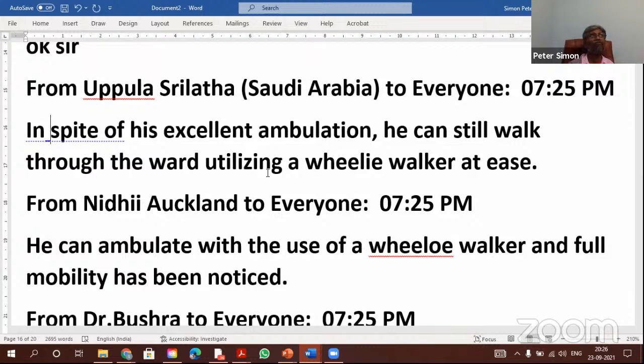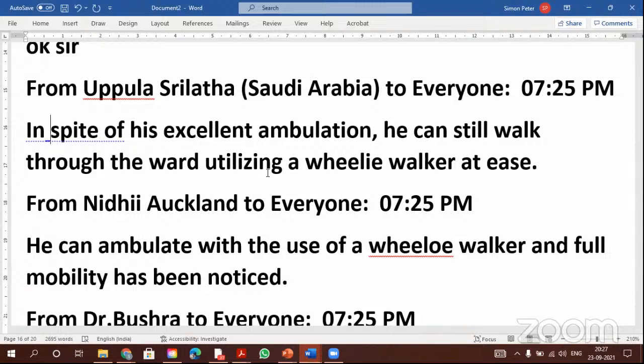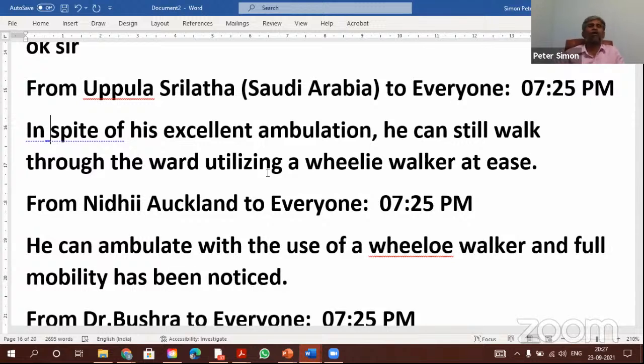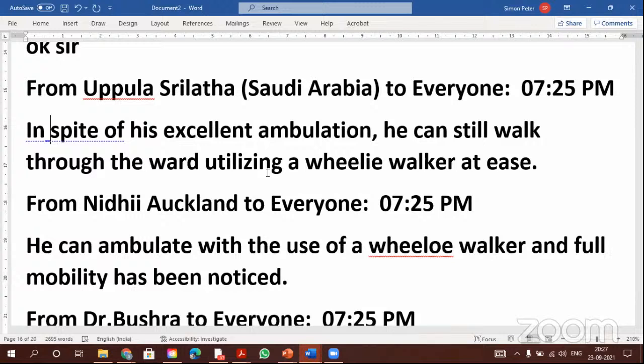In spite of his weak ambulation, he can still walk. That you can say, one negative and one positive. Then you can say in spite of. You understand? Yes, sir. Excellent ambulation is positive, and walk through the ward is also positive. So you cannot use in spite of. In spite of his weakness, he can still walk. That is okay. Weakness is negative, walking is positive. Now you understand? So you cannot write in spite of here. No way. Okay, that is a wrong sentence.